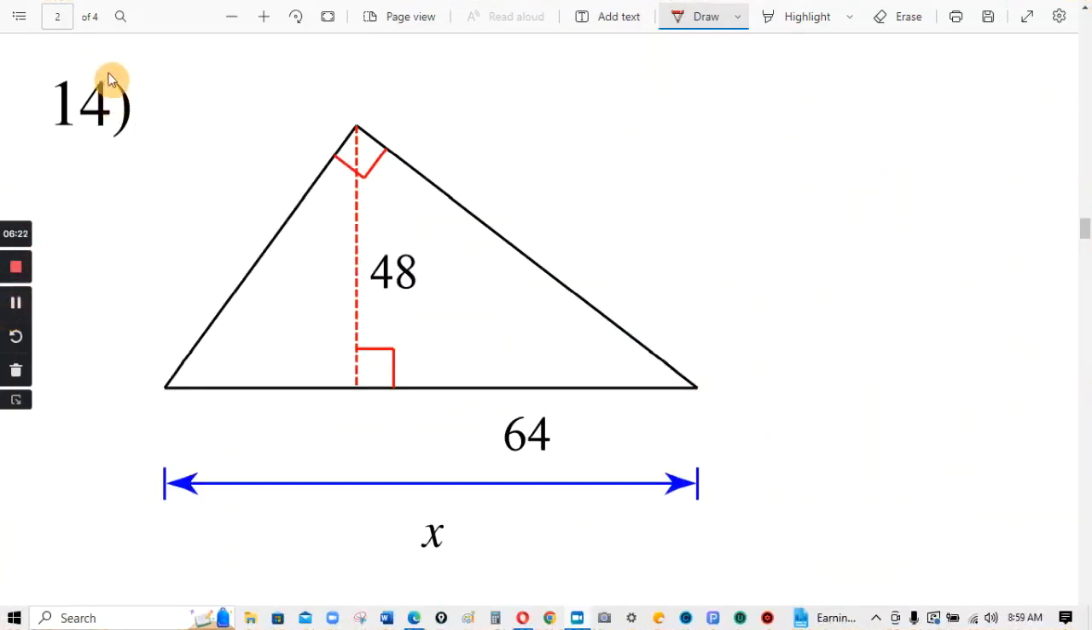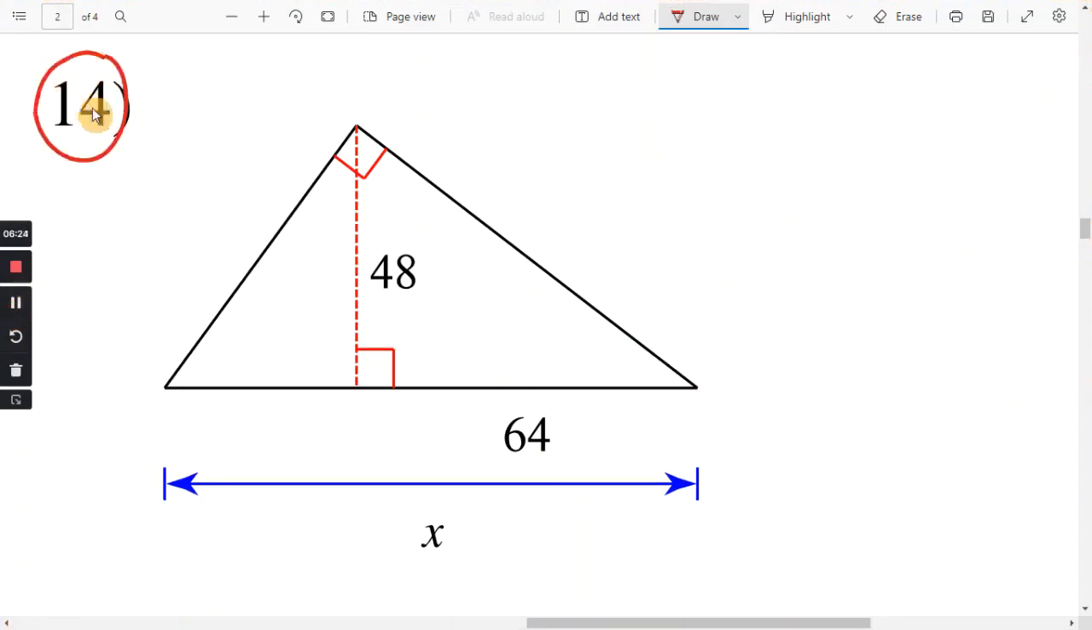Okay, please pause and try number 14. And I'll give you a hint. If the whole thing on the bottom is x, and this is 64, this right here is going to be x minus 64. All right, and to remove the square root, just square both sides.